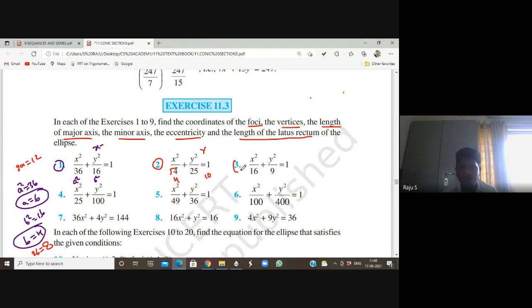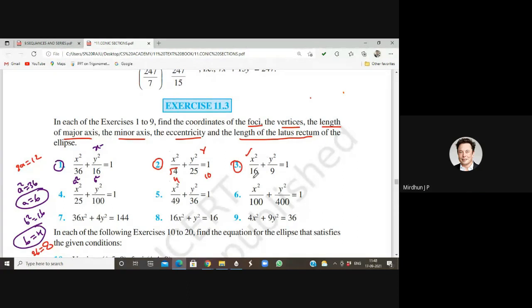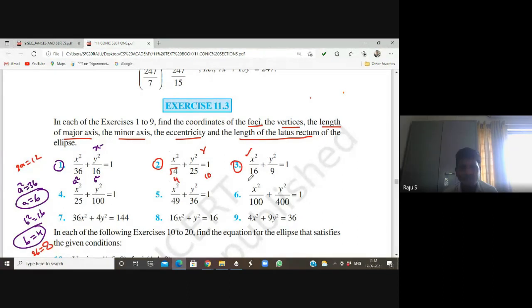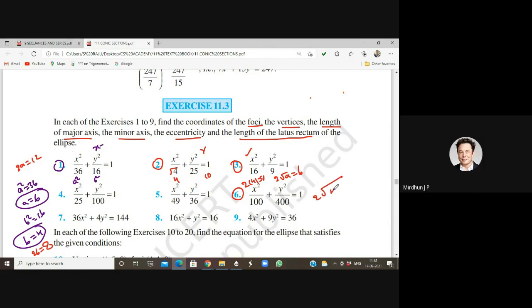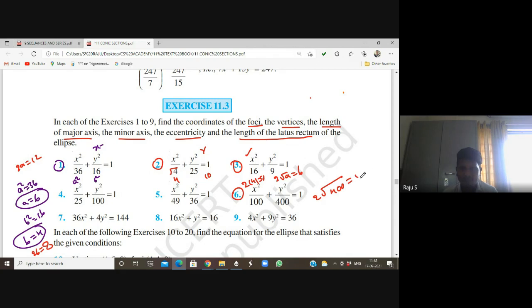Now coming to here, what is the major axis? X-axis. What is the length of major axis? 2 into square root of 16, 4, 8. And the length of the minor axis? 2 into square root of 9, that is 2 into 3, 6. Here, question number 6, what is the length of major axis? Y-axis, 2 into square root of 400, that is 40. And length of minor axis, 2 into root of 100, that is 20. Yeah, you can take any other.